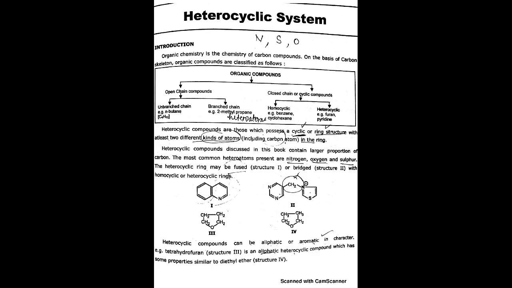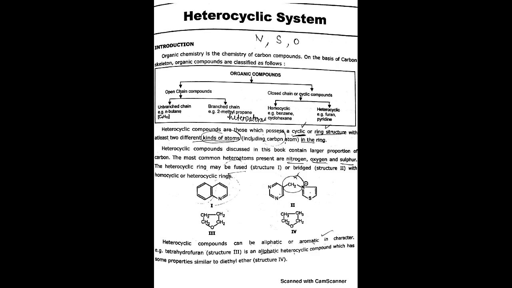On the other hand, the second category is closed chain or cyclic compounds. In closed chain cyclic compounds, there are further two types: homocyclic, for example, benzene, cyclohexane, and the heterocyclic ones, for example, furan and pyridine. Heterocyclic compounds contain heteroatoms. Heterocyclic compounds are those which possess a cyclic or ring structure with at least two different kinds of atoms, including the carbon atom in the ring. These atoms are also known as heteroatoms, and the most common heteroatoms present are nitrogen, oxygen, and sulfur.